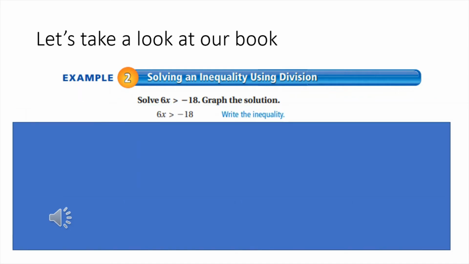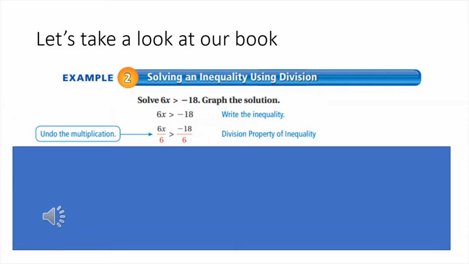Again, as always, we suggest that you write down the problem on paper so that you give yourself some space to begin working it out. This will always be our first step. Our next step asks us to begin isolating the variable. So we want to get the x by itself.